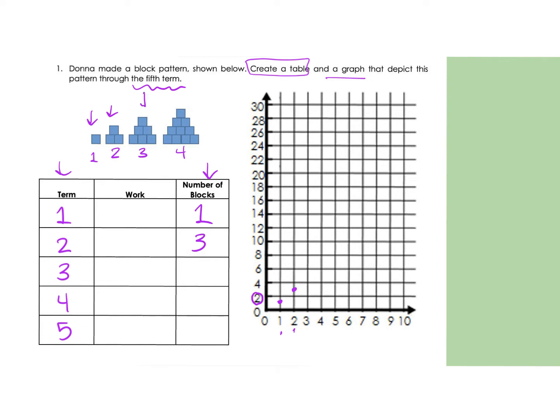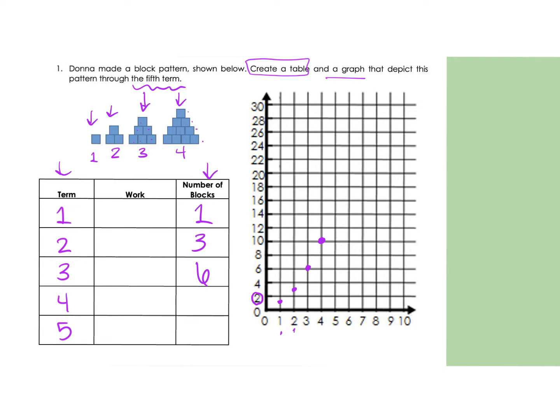When I have 3 terms, there are 1, 2, 3, 4, 5, 6 blocks. So that one's easy. 3, 6. When I'm at 4, there are 4, 7, 9, 10. So 4 goes to 10. And now I have to figure out what the fifth one would be.